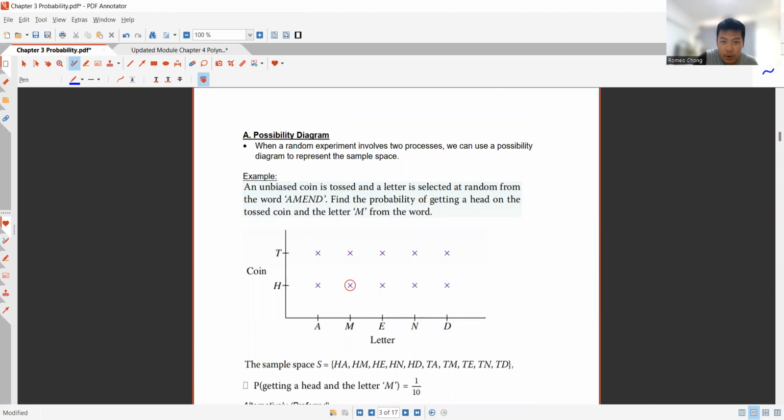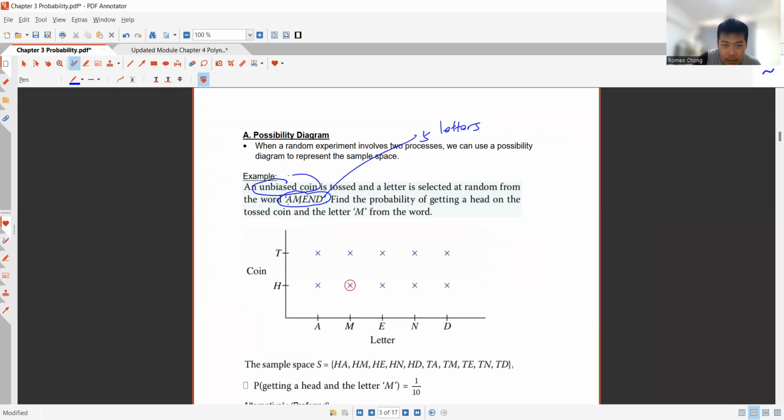An unbiased coin is tossed and a letter is selected at random from the word AMEND. So this is the word that you are going to choose a letter from randomly, meaning that you just simply take one. Maybe all these letters are written on paper and you put them in a box and then you just choose from there. So you need to select a letter. All these letters are different, right? So altogether there are 1, 2, 3, 4, 5. There are 5 letters.